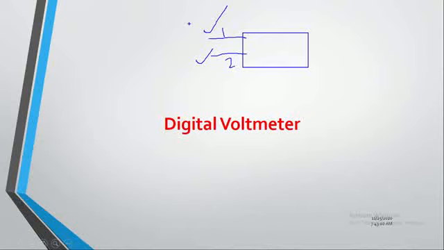So this is a known signal, and this is an unknown signal. When we take the known signal, it means we know the voltage of this particular signal, and we don't know the voltage of this other signal. So in order to calculate the voltage of the unknown signal, I always compare the known signal voltage with the input signal voltage.